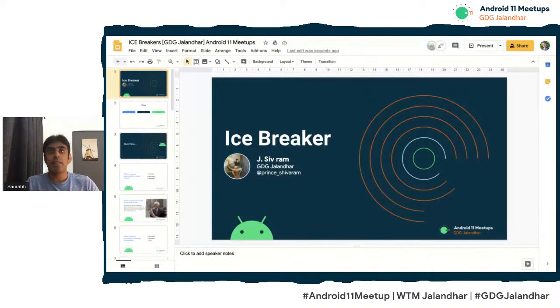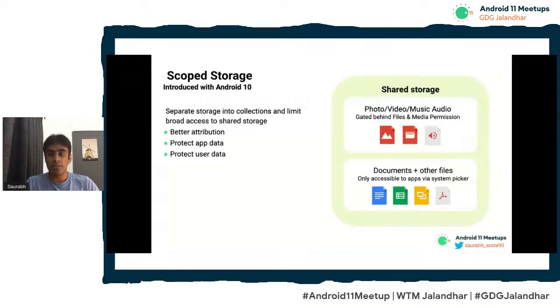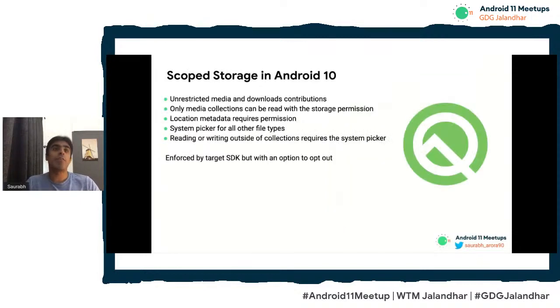All right. Next up, let's talk about scoped storage. Before the introduction of scoped storage in Android 10, you actually had two classifications, right? App storage and shared storage. And Android 10 tried to limit access to shared storage by splitting it into media files and other documents, right? But in Android 10, scoped storage was always optional.